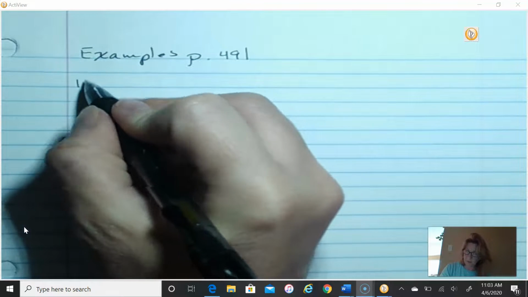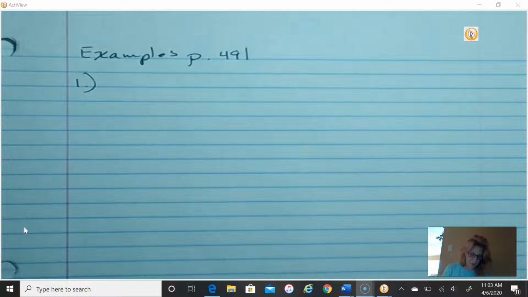Let's look at number 1. Okay, so for this group, it says just tell whether each sum is going to be positive, negative, or neither. You don't even have to work it out. You do not have to work it out.